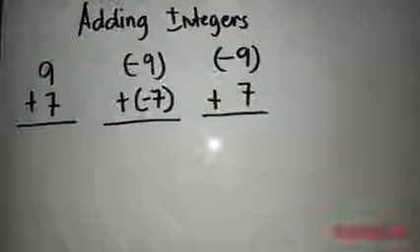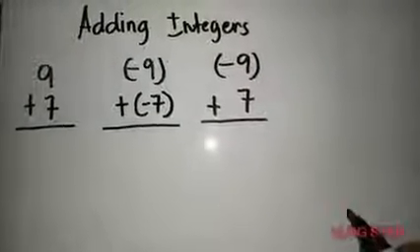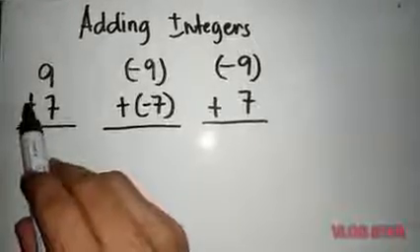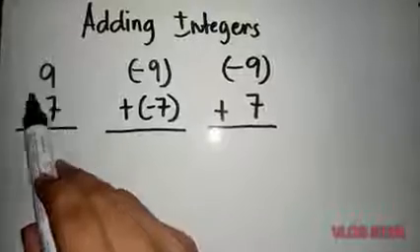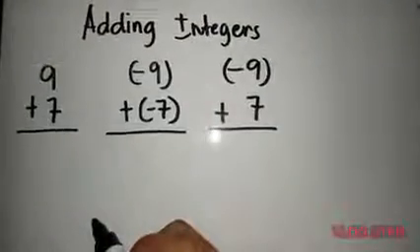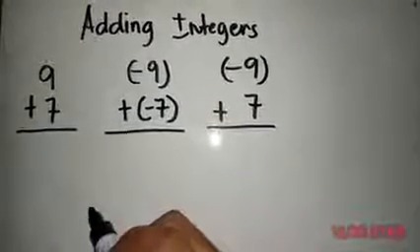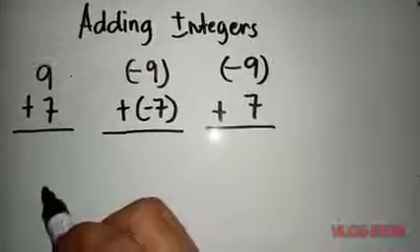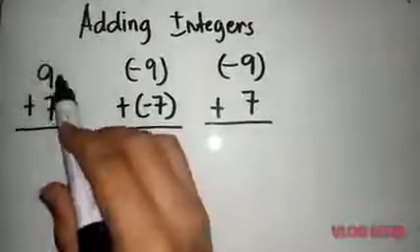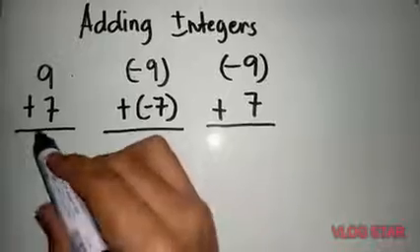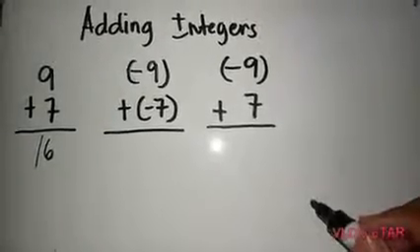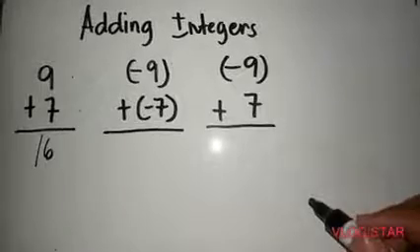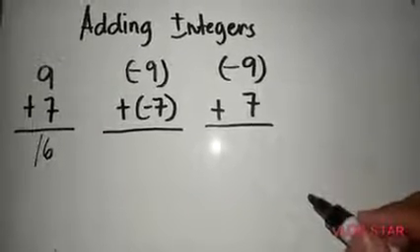So I will show you how to add integers. First, here we have 9 plus 7, or positive 9 plus positive 7. In adding integers, if they are both positive, just simply add 9 plus 7, the answer is 16, or positive 16. Next, what if they are both negative?